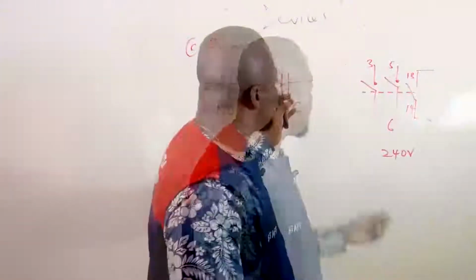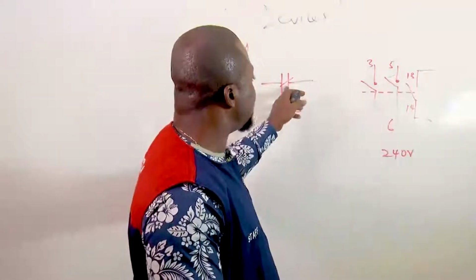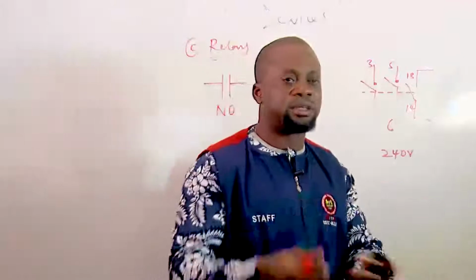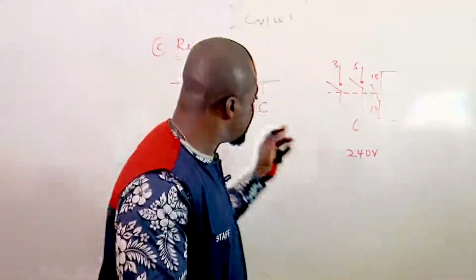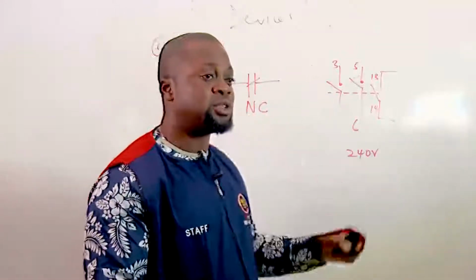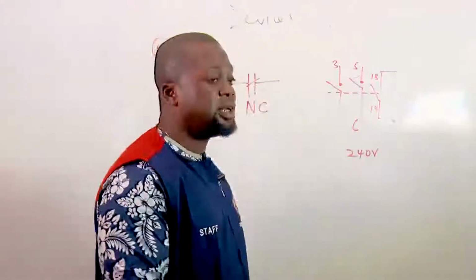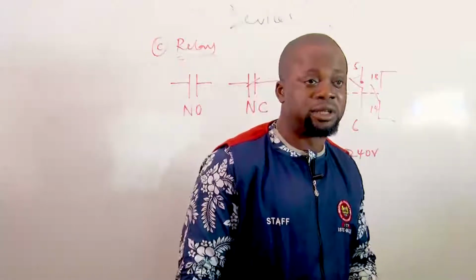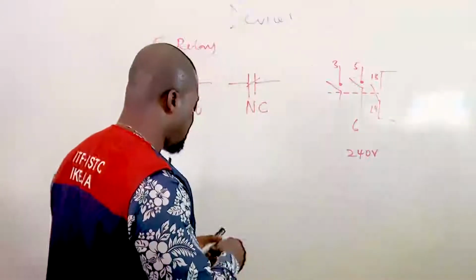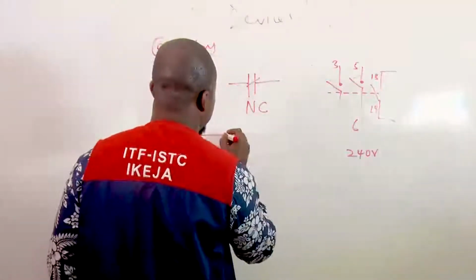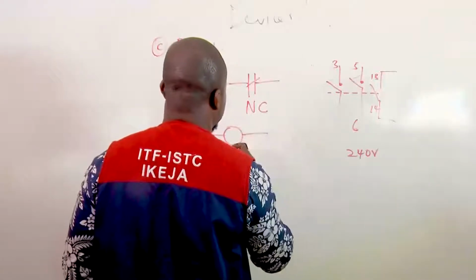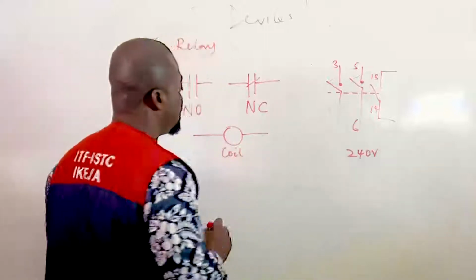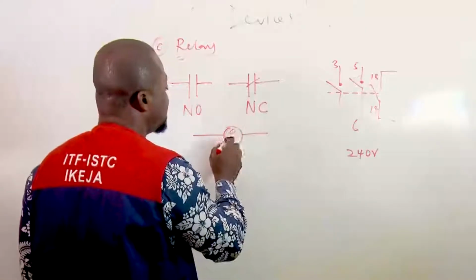A relay also has contacts, and issues of contact can arise when it is tripping on and off. It can affect it over a long time. So you have to check relays and maintain them regularly. So basically, a relay also has a coil in it. You see it in the material.